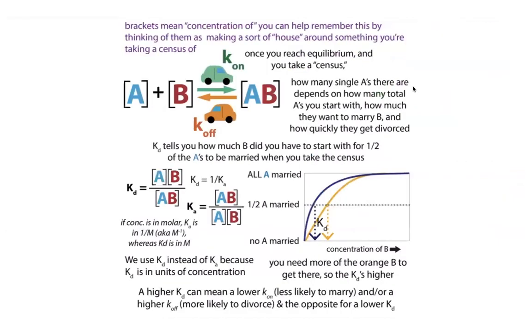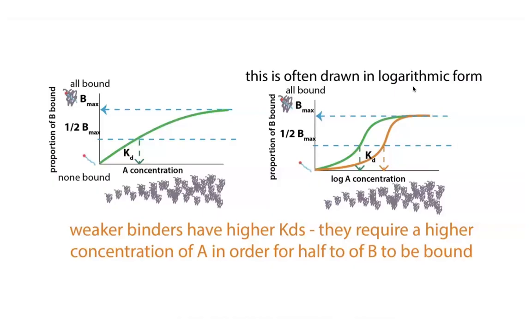So remember what the KD is? The KD is telling us the concentration of one binding partner at which half of the other binding partner is bound. So in this case, it could be talking about the concentration of the antigen at which half of the antibody is bound to the antigen. So remember that the weaker binder is going to have a higher KD. The KD is the concentration at which half of it is bound.